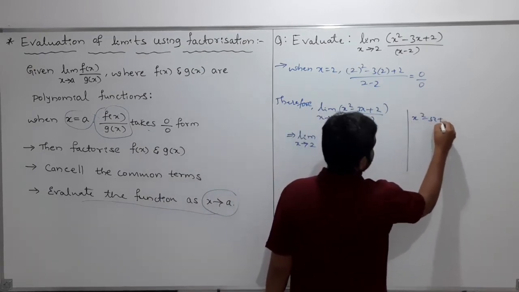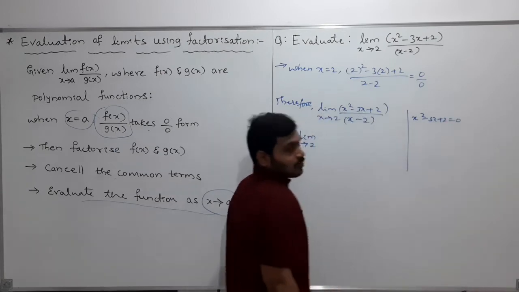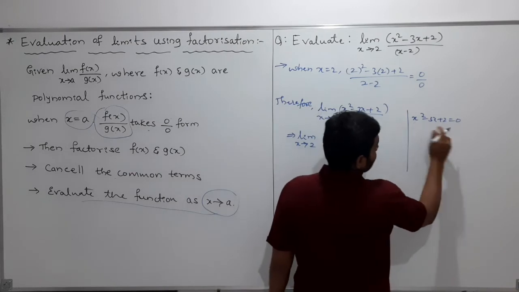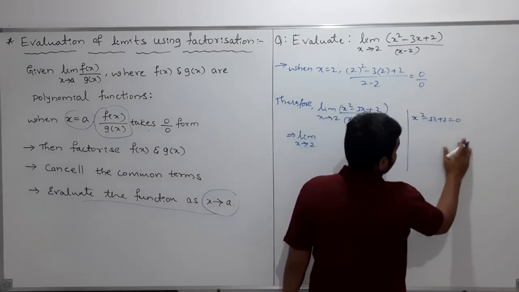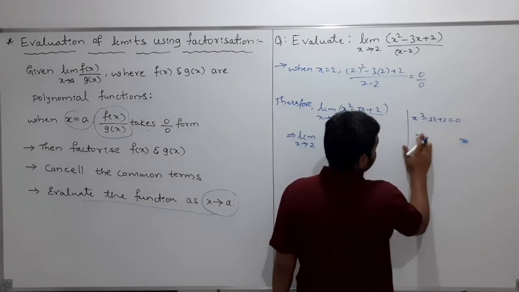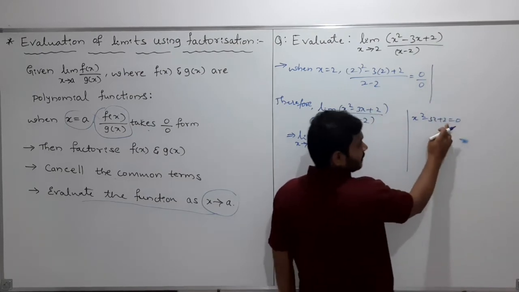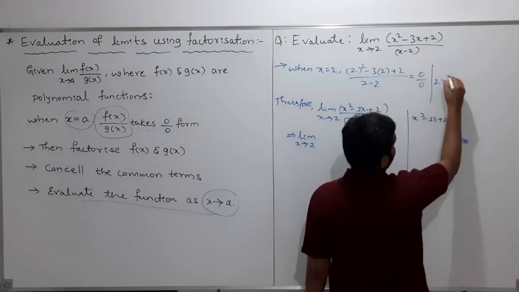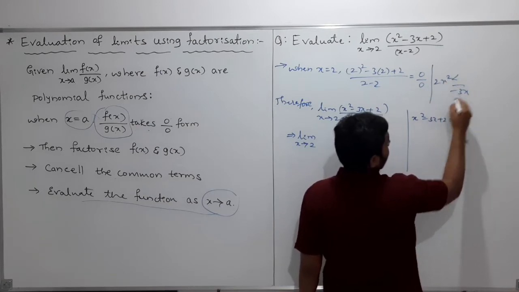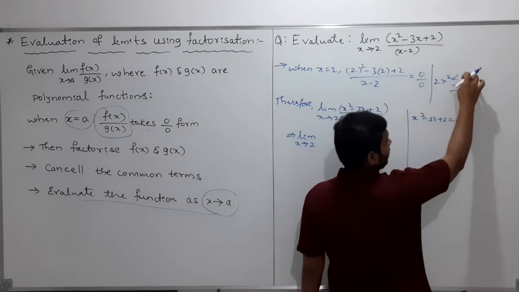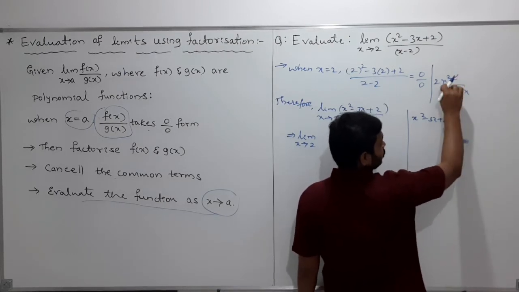X square minus 3x plus 2 equals 0. We will factorize this one, my dear students. How to factorize means multiply the first term and the last term, that is 2, so 2x square, and the middle term is minus 3x. We should choose the two terms in such a way that if we multiply these two, we should get this one.